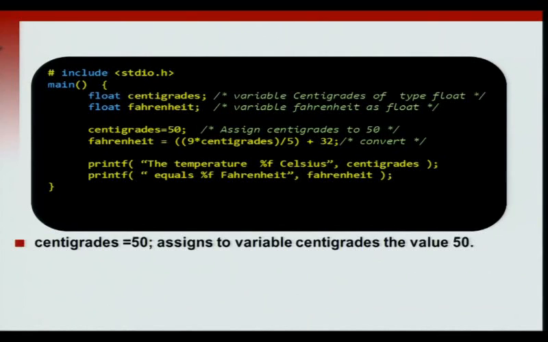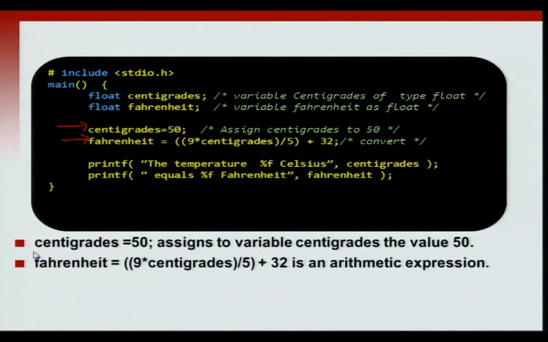Now, centigrades equal to 50, that is the line which assigns the value 50 to the variable centigrades. So, once you execute that code, the box associated with the name centigrades will hold the value 50, okay, followed by the line which computes the value of the Fahrenheit. Okay. So, Fahrenheit equal to 9 times centigrade divided by 5 plus 32.